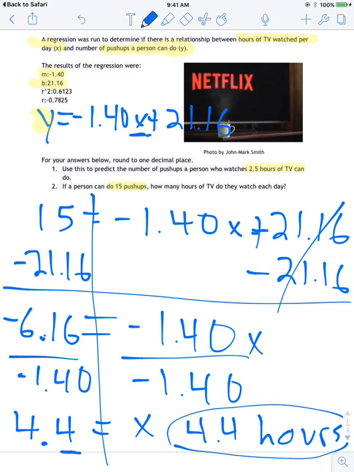Now, of course, this doesn't tell you that everybody who watches 4.4 hours of TV a day can do 15 push-ups. This is just an average, because you could find someone that watches only 2 hours of TV per day, but they can only do 15 push-ups. So this is just a prediction.